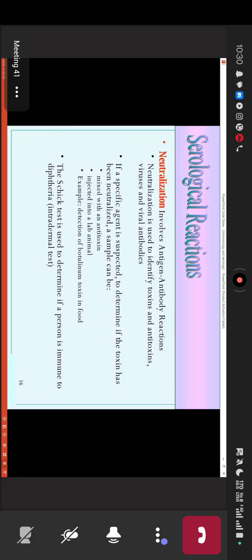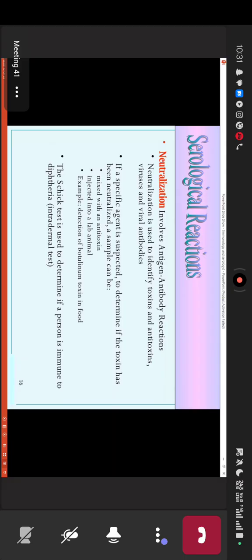If a specific agent is suspected, to determine if the toxin has been neutralized, a sample can be mixed with antitoxin, correct? And injected into a lab animal. For example, if you detect botulism toxin in food, what will you do? You can inject the toxin into the lab animal and then add antitoxin, and then if you see any reaction, you can see the result of that particular type of toxin. So these come under the neutralization reaction.